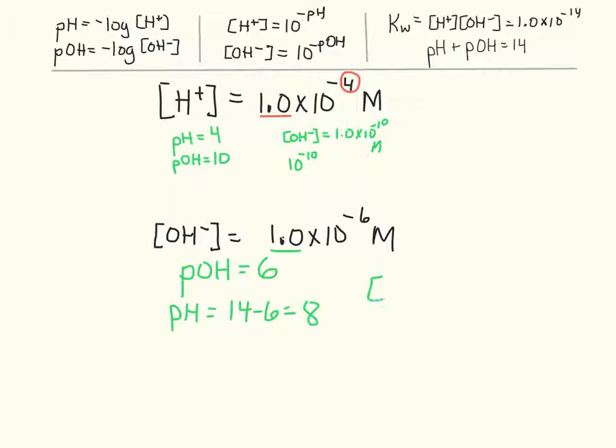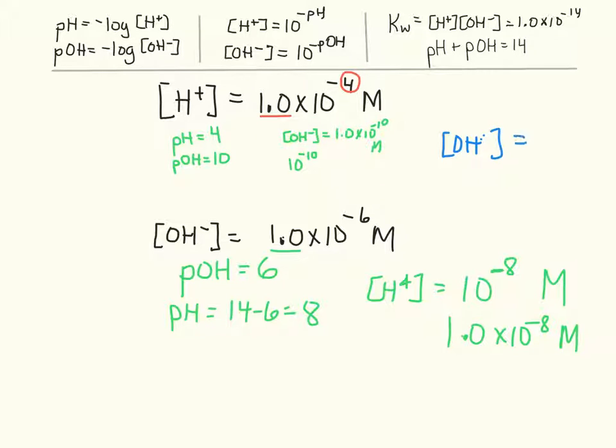Once we know the pH, the hydrogen ion concentration is just 10 to the negative pH, and since this is already a proper format, we could write it that way, or we could write 1.0 times 10 to the negative 8th molar. Notice in both of these cases, you could have relied on the fact that, in this case, hydroxide equals Kw divided by H plus. And down here, H plus equals Kw divided by hydroxide.